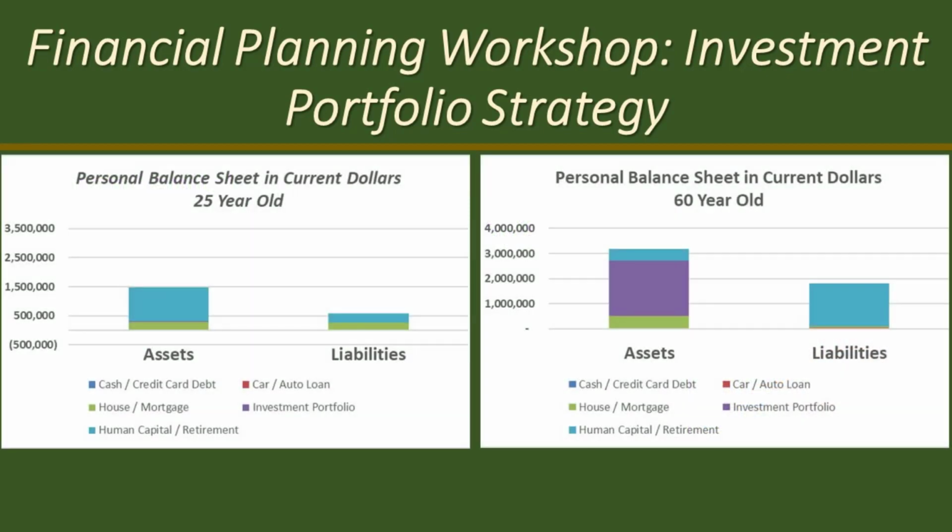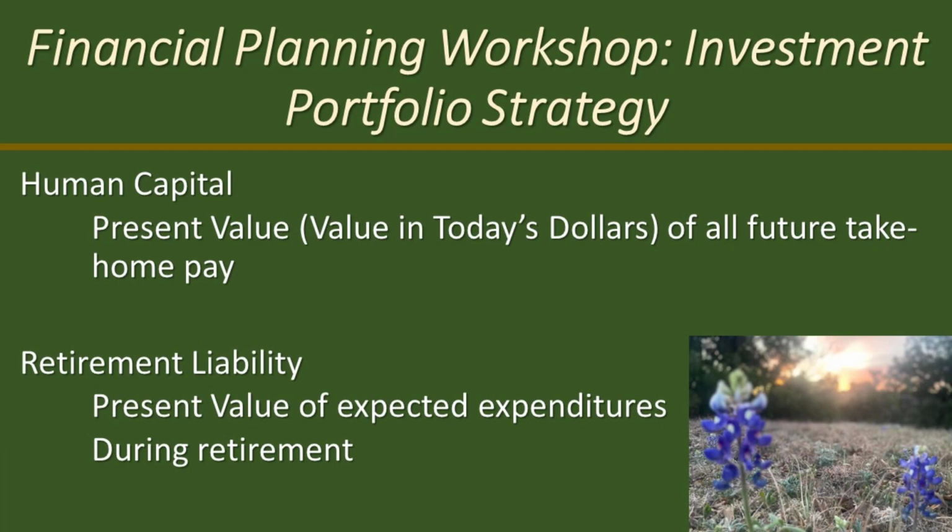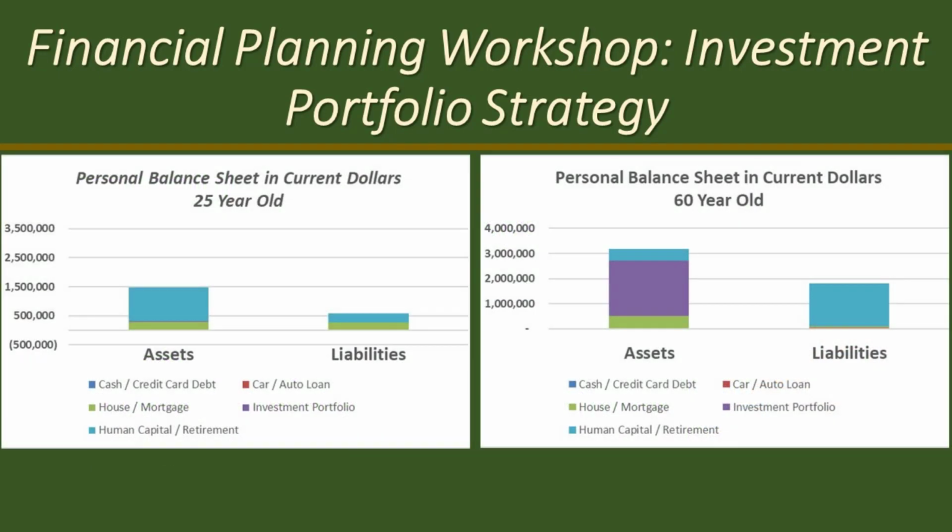Their liabilities include credit card debt, an auto loan, a mortgage on their house, and the unique liability, which is the present value of the amount of money they will spend during their retirement. For a 25-year-old, human capital is their largest asset and dwarfs all of their other assets. And the present value of their retirement expenditures is their largest liability, though maybe not a whole lot larger than the mortgage on their house.